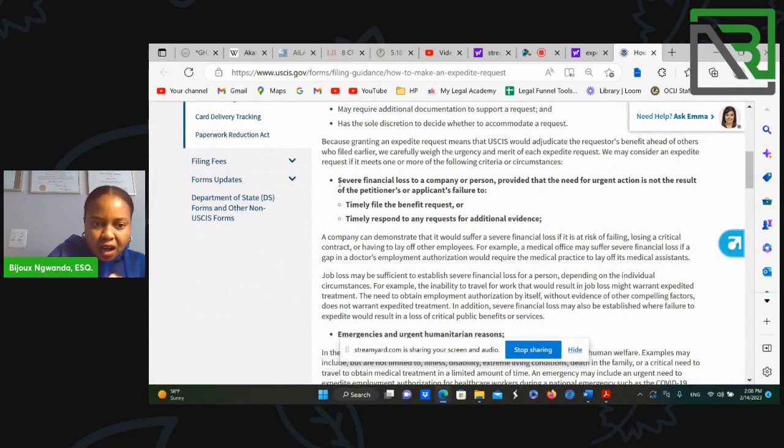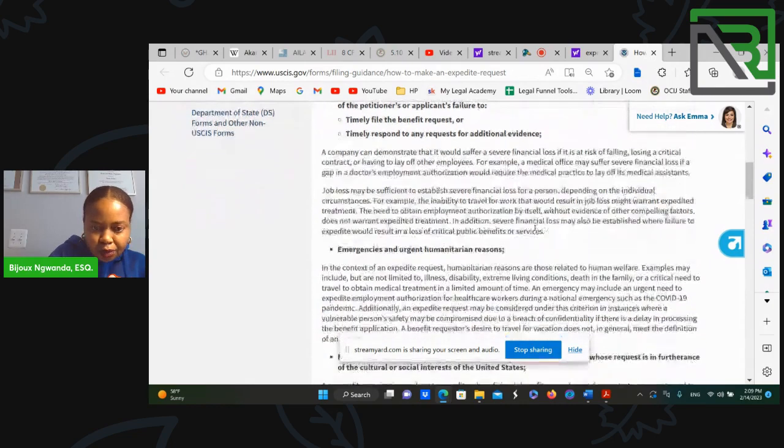It says you can expedite your request based on severe financial loss to a company or a person, provided that the need for urgent action is not the result of the petitioner or applicant's failure to timely file the benefit requested or timely respond to any request for additional evidence. Okay. So they say job loss may be sufficient to establish severe financial loss for a person, depending on the individual's circumstances.